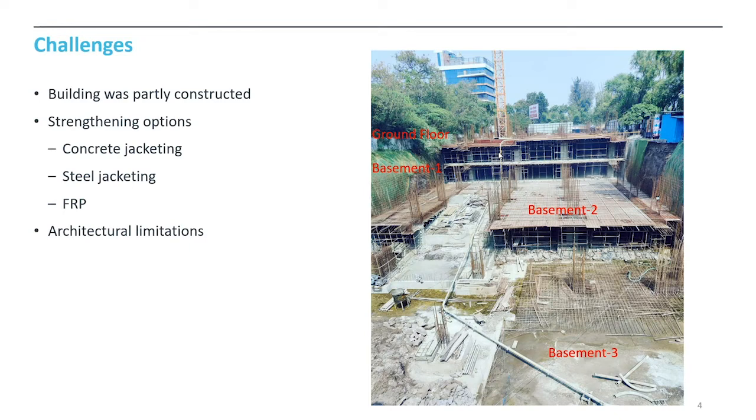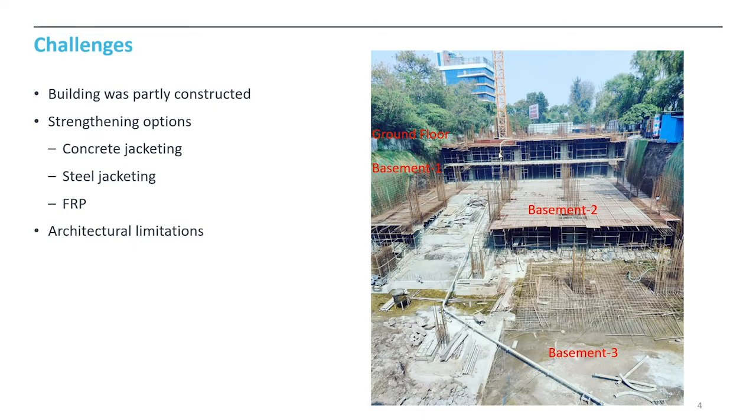Steel jacketing was another option which was problematic from the execution point of view, as well as from the skilled labor point of view here in India. Another major challenge was the architectural limitation: the column to column distance was such that a minimum clearance distance was a must.